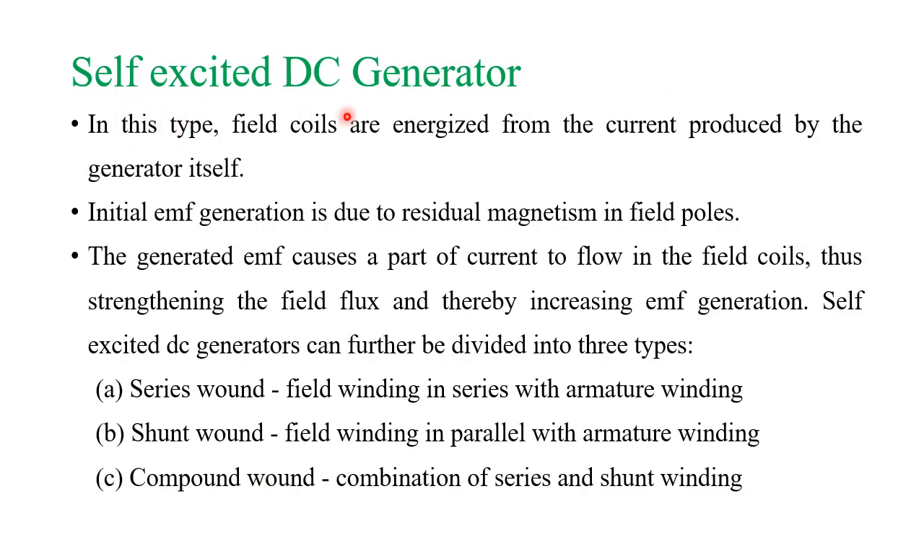Whereas in a self-excited DC generator, there is no separate supply for energizing the field coil. It uses an internally generated EMF for energizing the field coil, which we call residual magnetism. So here it uses the residual magnetism to energize the field coil. That is the difference. And this is further classified into series wound, shunt wound, and compound wound DC generator.